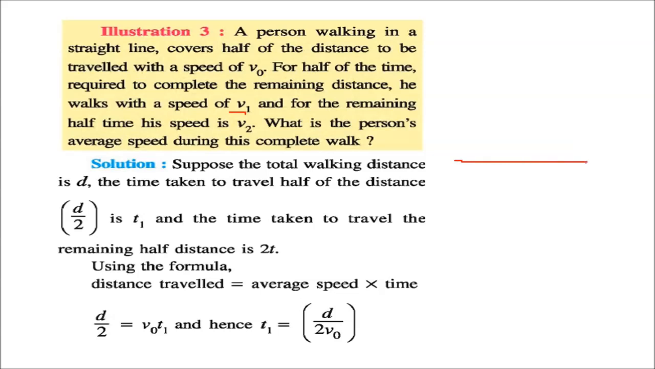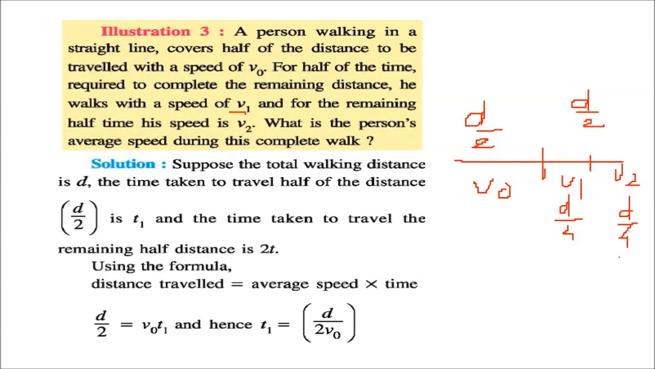A person walking in a straight line covers half the distance, so d by 2, with v0. And again we have a distance of d by 2 in the second half, but in the second half, for half the time, it travels with v1, and the other half with v2. So you have to compute the average speed.